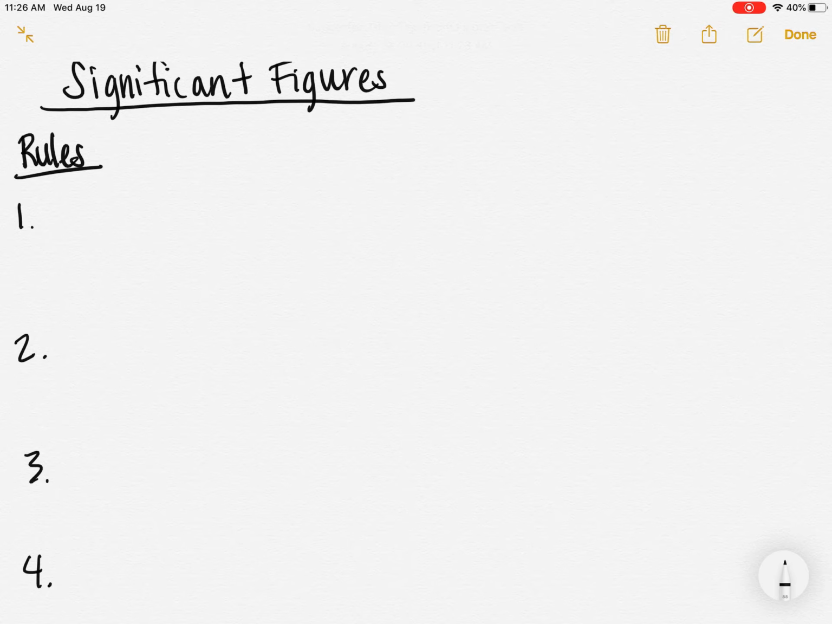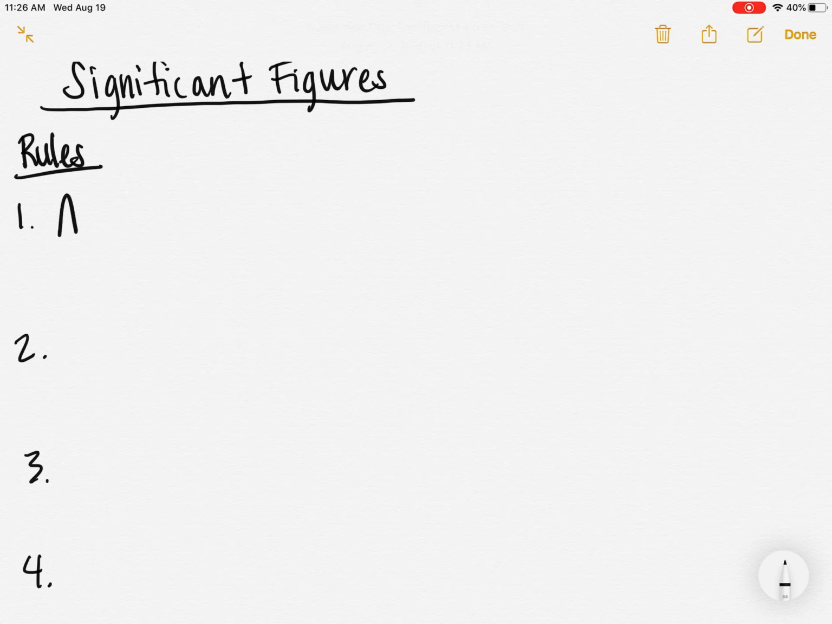So this lesson will be, if you're just looking at a number that was written down, how do you know which of the digits are significant? And then also dealing with some, like I said, rounding issues. Okay, so rules for counting significant figures.